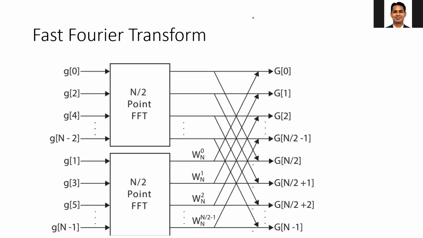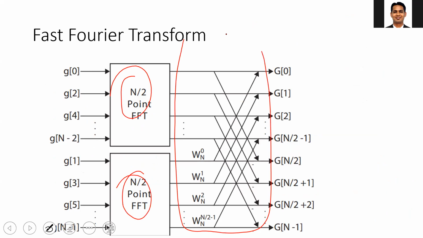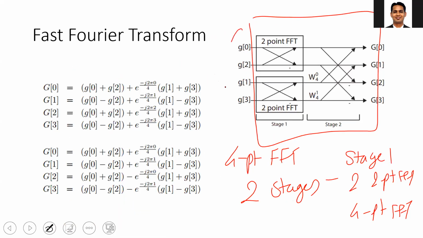In the general case, for an n-point FFT, you need two n by 2 point FFTs followed by a butterfly stage of size n. So you have the n by 2 FFT, n by 2 FFT, and an additional butterfly stage of size n. One thing you need to make sure is that the inputs are given in proper order so that you get the output in the proper order.